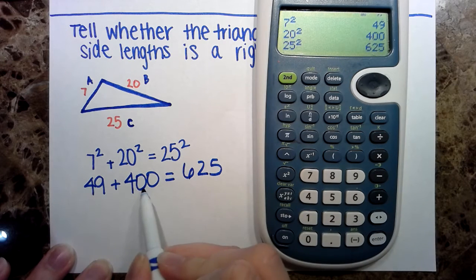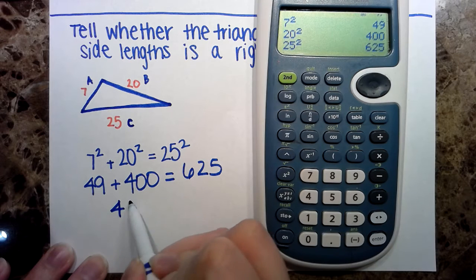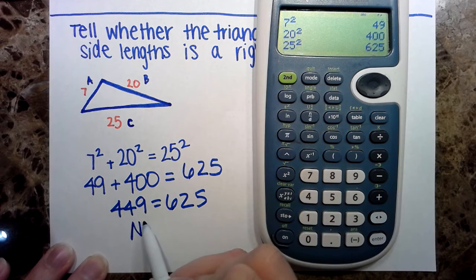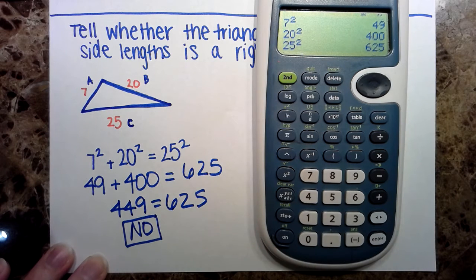So then 49 plus 400 is 449, equals 625. So no, this is not a right triangle.